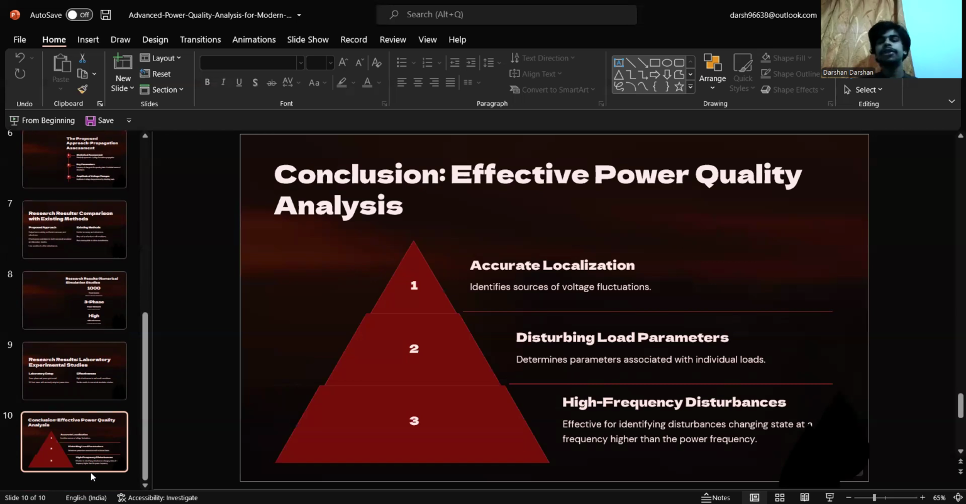Conclusion: effective power quality analysis, accurate localization, identifying the source of voltage fluctuations and disturbing load parameters, determining parameters associated with individual loads. It is effective for identifying high frequency disturbances, those changing state at a frequency higher than the power frequency. These are the things.